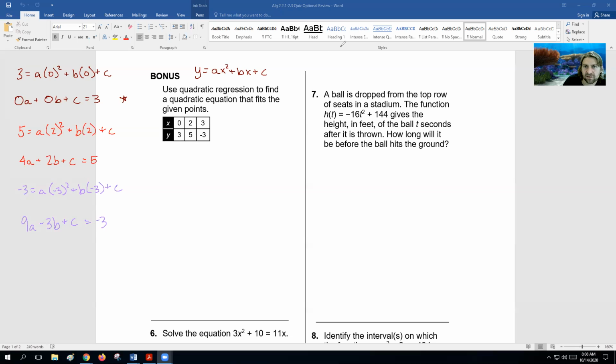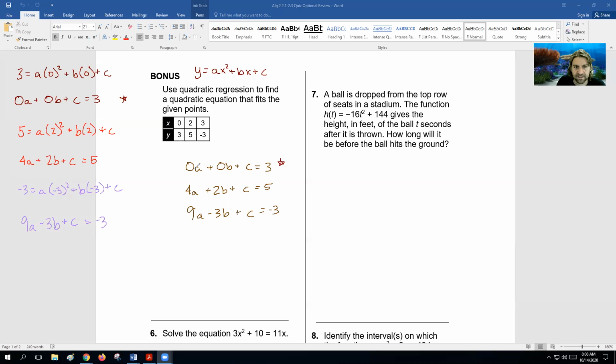Now normally what we would do is stack them up. Say, 0a plus 0b plus 1c equals 3. And 4a plus 2b plus 1c equals 5. And 9a minus 3b plus c equals negative 3. But we have like the best thing that ever happened to us, and it's in this problem right here.